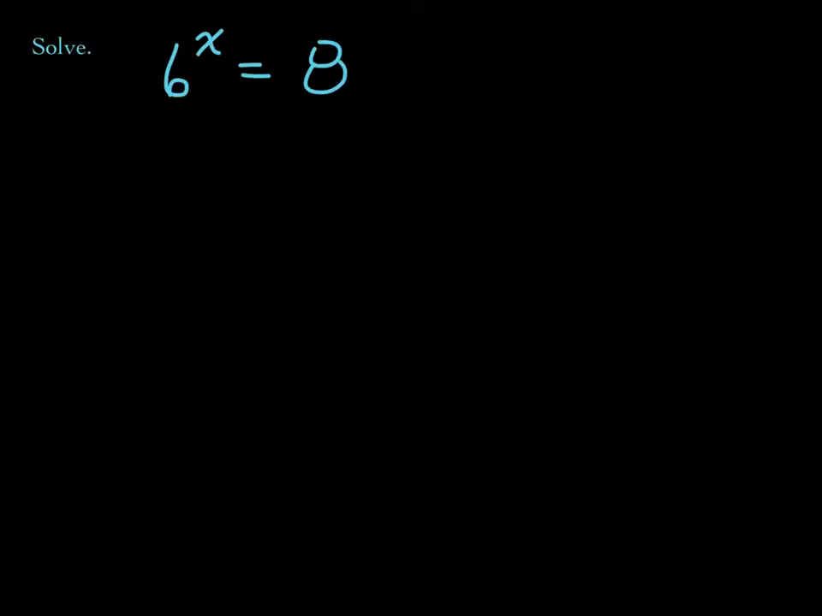Here's a third example. We have 6 to the power of x is equal to 8. Now, strategy number 1 is not going to work here because we're not going to be able to get the same base on both sides. The best you can do is rewrite 8 as base 2, maybe. 8 is 2 to the power of 3, but 6 is not going to be rewritten as base 2. So we're not going to get the same base on both sides, and we're going to have to use a different strategy.